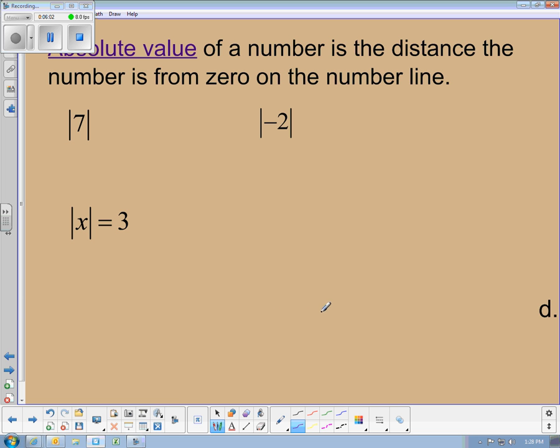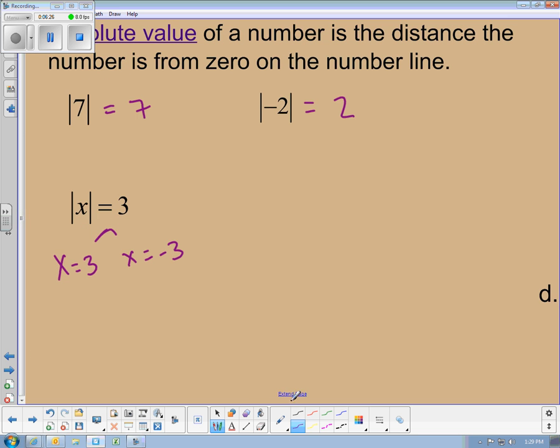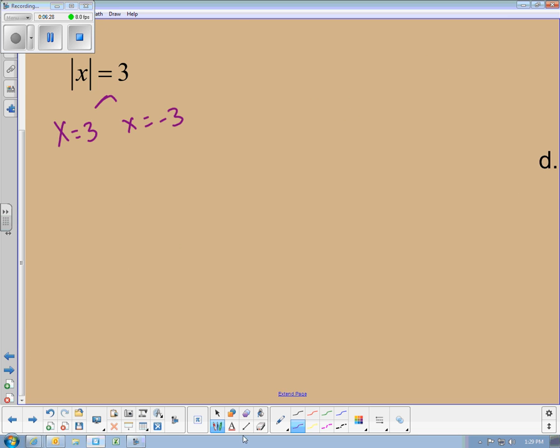Let's just review. Absolute value is the distance from 0 on a number line. So the absolute value of 7 is 7 because 7 is 7 units from 0. Absolute value of -2 is 2 because -2 is 2 units from 0. When I have an equation like this, an absolute value of x is equal to 3, that's where we can split it into two equations and have x is equal to 3 and x is equal to -3. So those are our equations, but now when we have an inequality, what does that do for us?